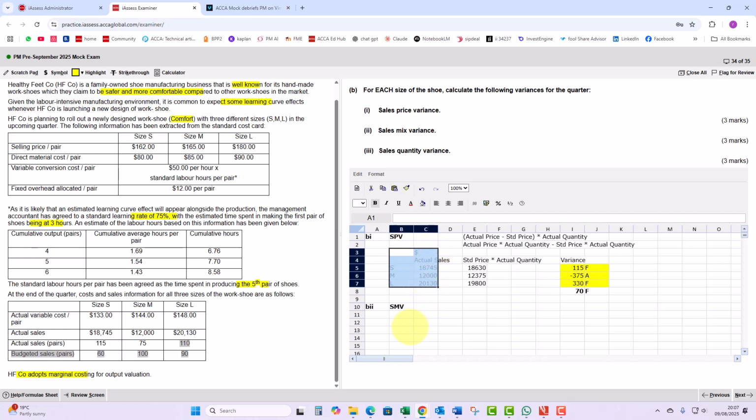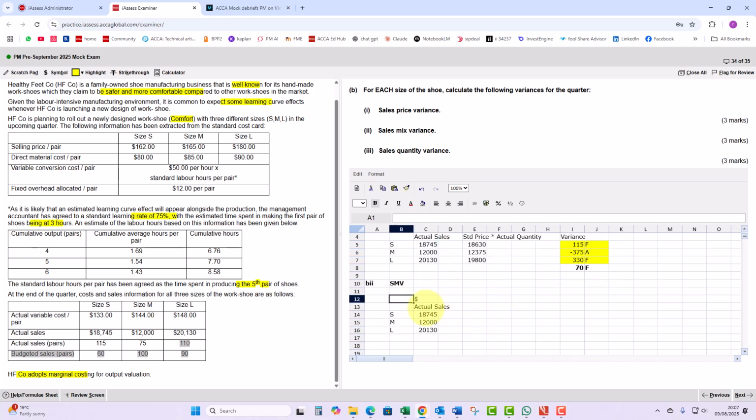I'm just going to copy the first bit of my table down here so I don't have to rewrite that out. Now the way I like to do mix and yield or mix and quantity variances is I use these 3 headings: the actual quantity at the actual ratio, the actual quantity at the standard ratio, and the standard quantity at the standard ratio. The difference between these gives me my mix variance, and the difference between these will give my quantity or my yield type variance. Others use different terminology. They might say actual quantity and actual mix. I prefer ratio because it then reminds us we're looking at the ratio between the 3 products that they're selling.